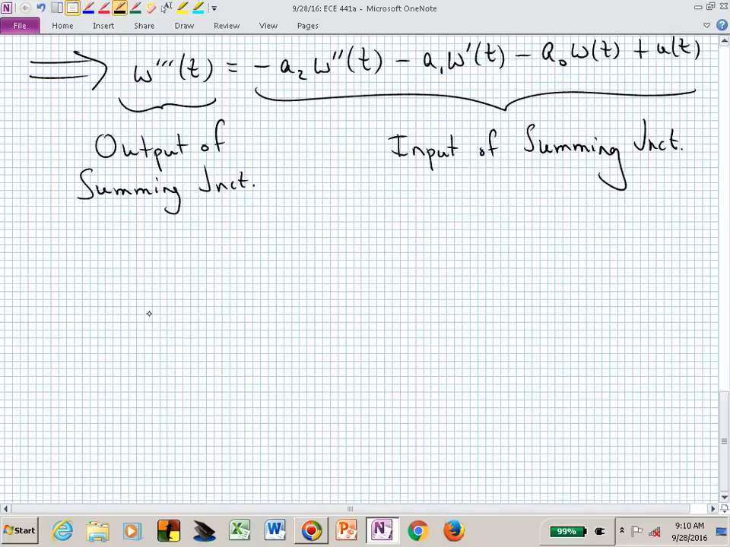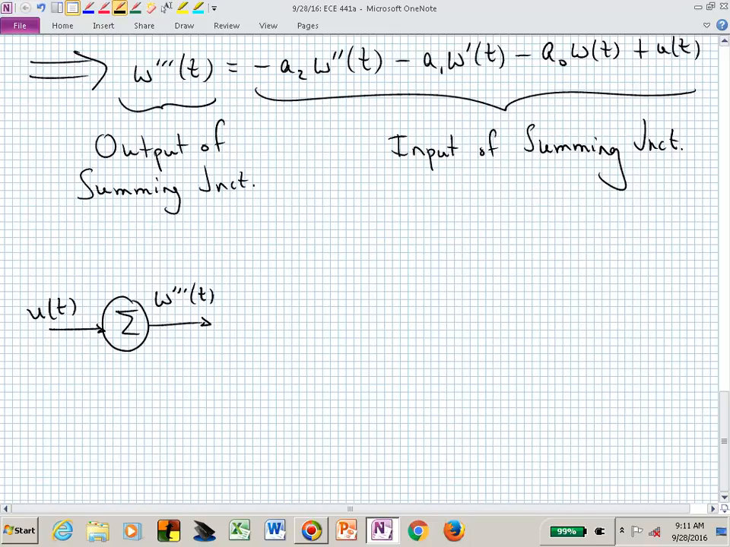And if we do that, let me start here with my summing junction. And I now said the output of that is going to be the third derivative of w. And if I go all the way to the right, I know one of the inputs to that summing junction is u of t. Now, how do I bring in the others? I'm going to need a w differentiated twice, a w differentiated once, and a w by itself. And how do I generate those from what I've sketched so far?